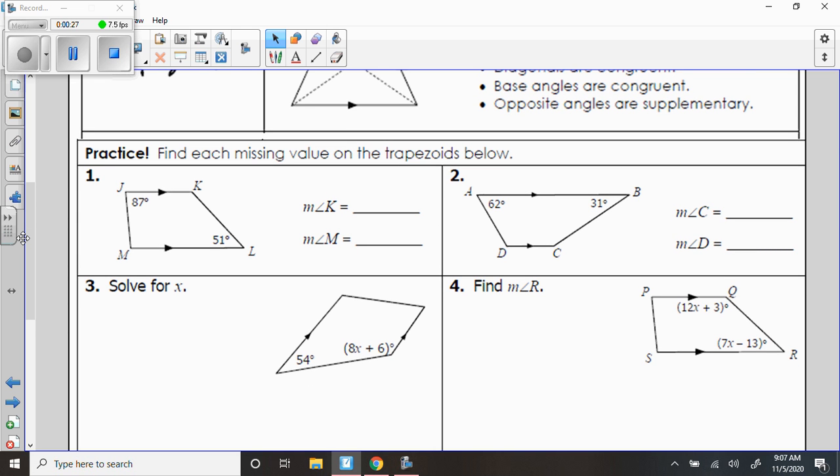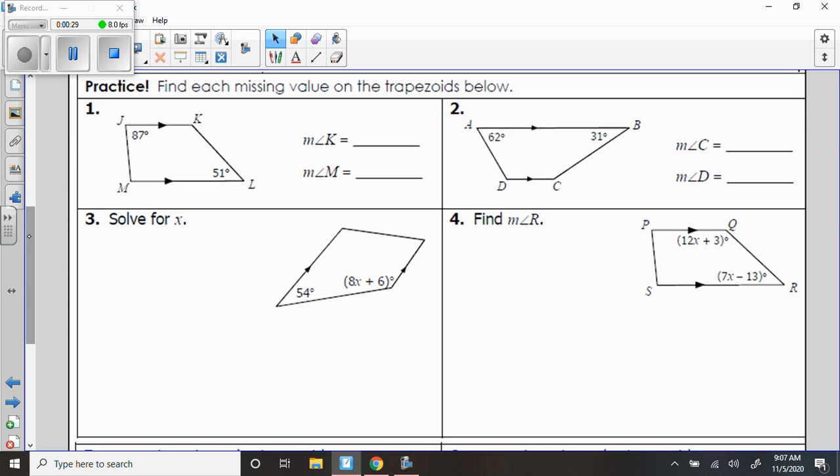On numbers 1 through 4 here, these are just trapezoids. They're not isosceles trapezoids. The only thing I want to tell you here is how to recognize isosceles versus non-isosceles. Well, one way is they can just tell you it's isosceles.